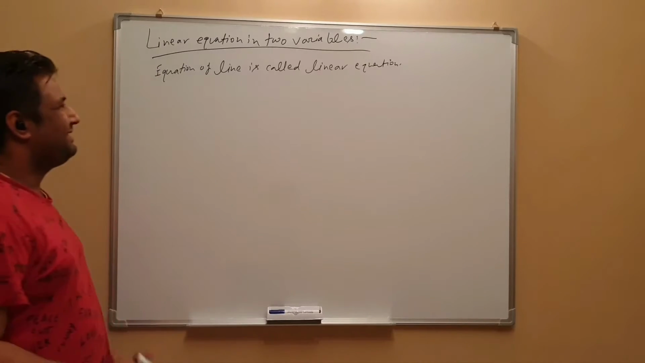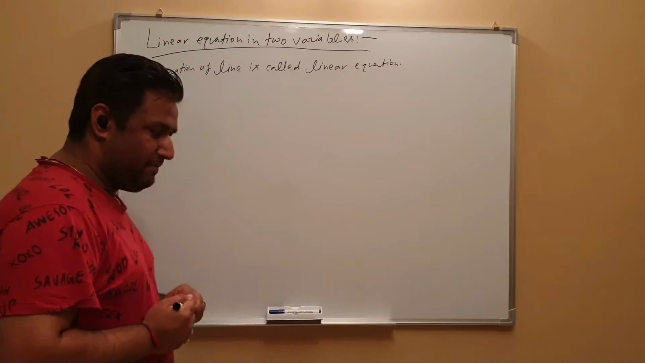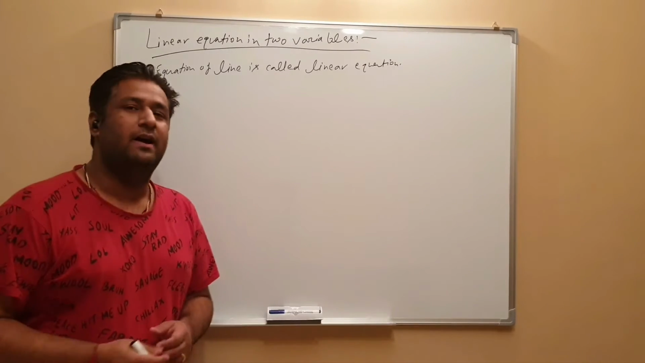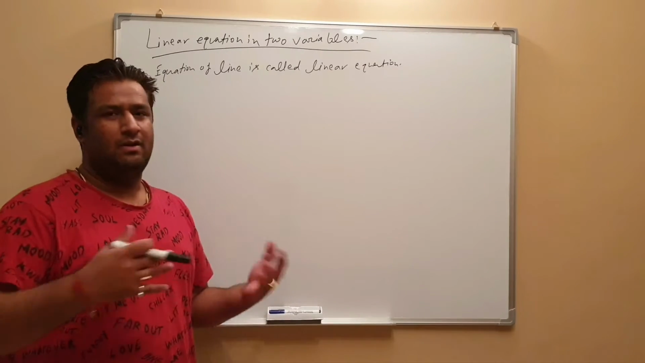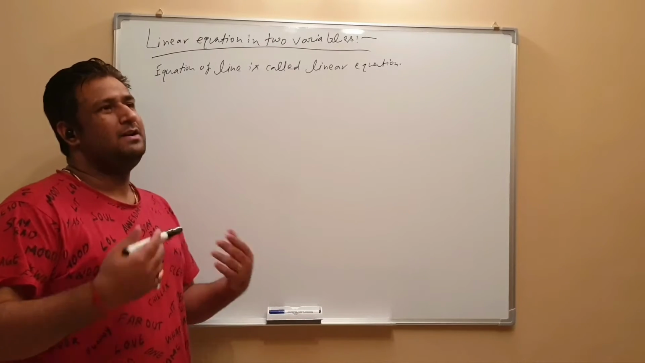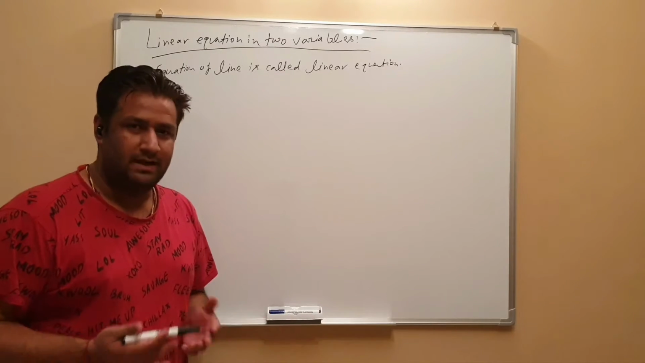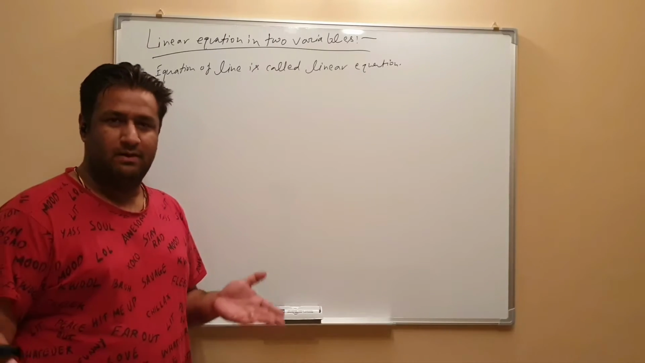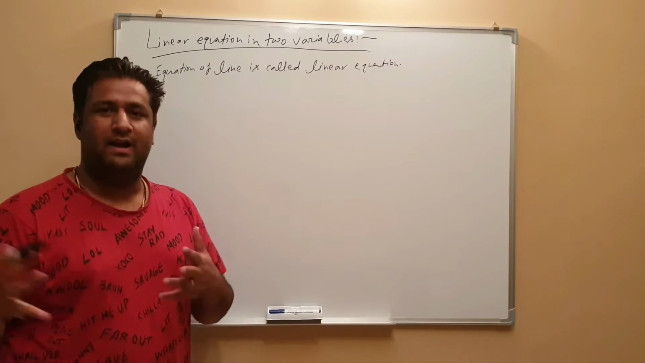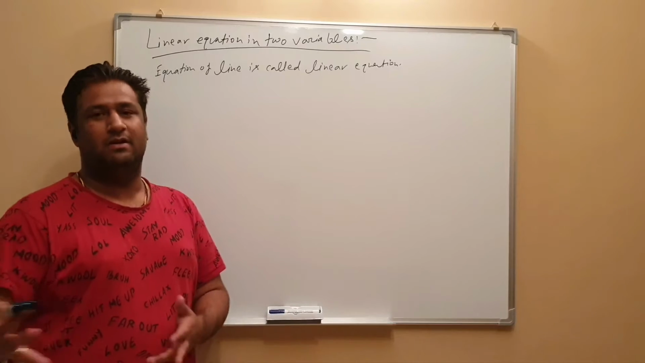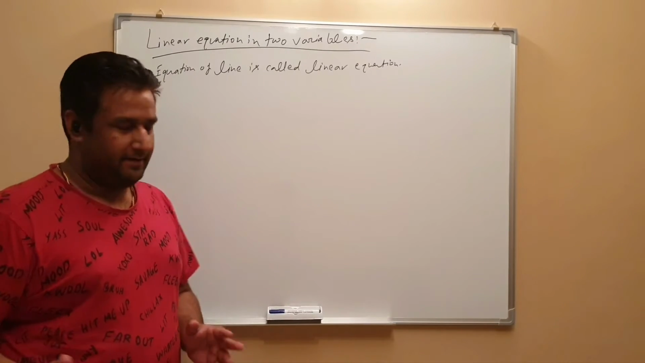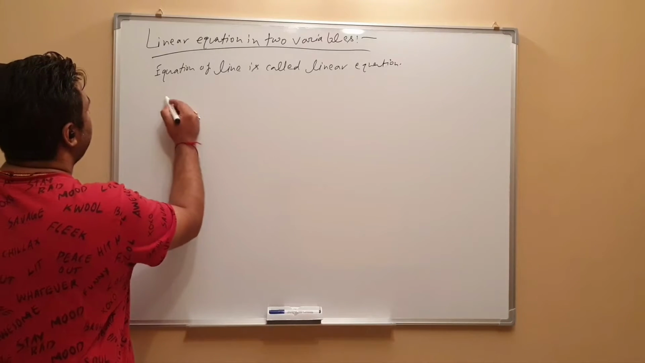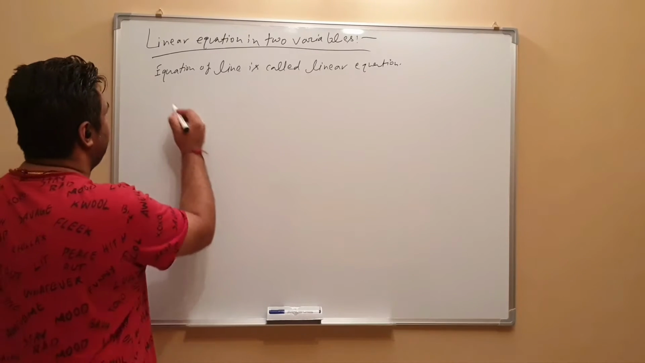Okay. So basically when we talk about two variables, that means the equation has two variables. Those two variables can be x and y, or a and b, or whatever you want to say. And if the linear equation is in one variable, that means it has only one variable. It can be either x or y or z or a or b or c, whatever you may want to take. Okay. So let us take an example of linear equation in one variable first.